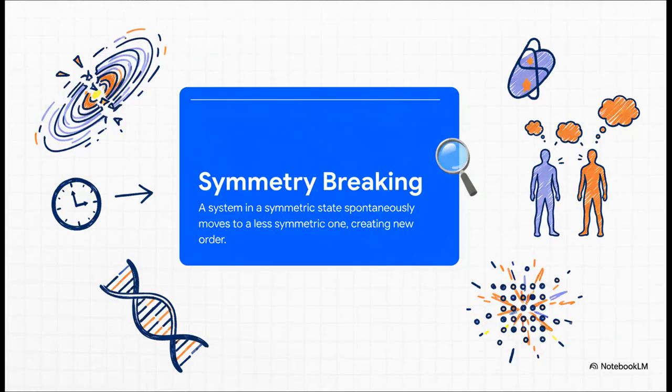So what we just saw with the pencil actually has a formal name: symmetry breaking. It's when a system that's in a totally balanced, symmetric state spontaneously, and that's the key word, it means it happens on its own, moves to a less symmetric state. And in that one moment of choosing, it creates something from nothing, really. It creates new information, new order, and new structure, where before there was just uniform potential.